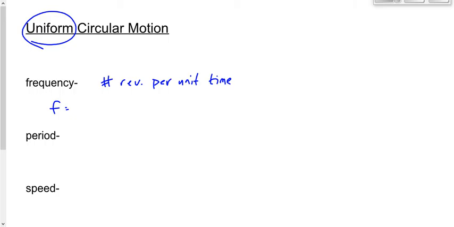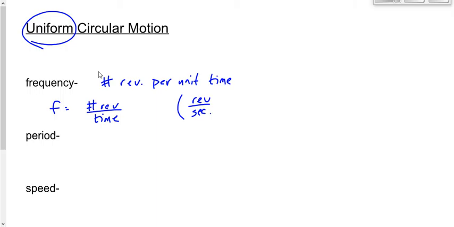The equation for frequency would be the number of what, sorry? Yeah, number of revolutions divided by the time. And again, the time is usually going to be measured in seconds. So we're going to say the frequency is measured in revolutions per second. Or we could say RPS. Sometimes we do that with frequency.